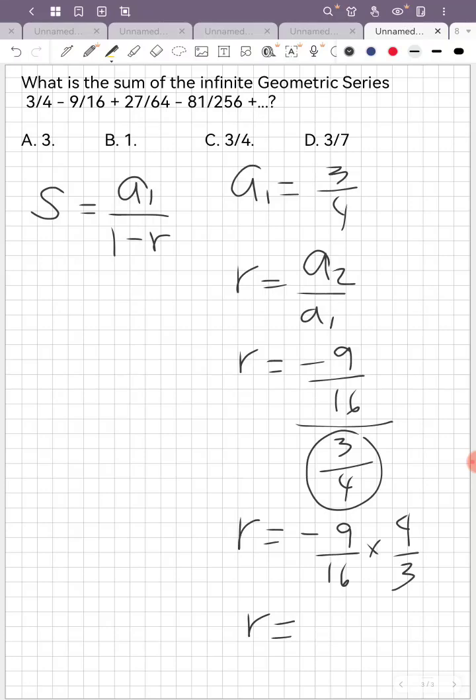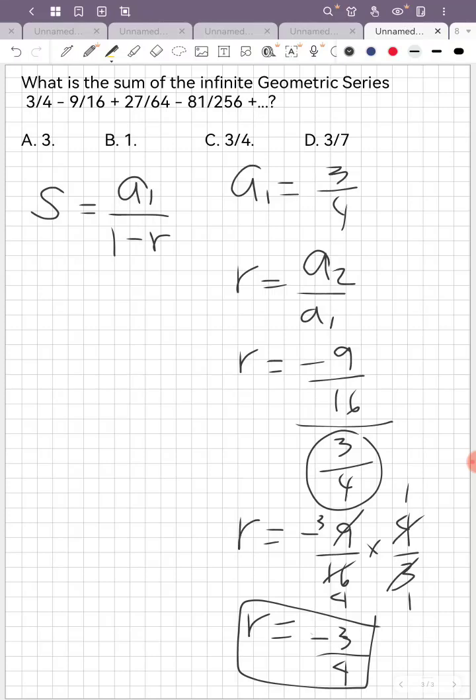So R is equal to, first we can do the cancellation property. Since this is just one term, we can use the cancellation property on 16 and 4. They are both divisible by 4. So 4 divided by 4 is 1. 16 divided by 4 is 4. And 9 and 3 are also divisible by 3. So 3 divided by 3 is 1. 9 divided by 3 is 3. So it becomes negative 3 times 1 is negative 3. And 4 times 1 is 4. So the R is equal to negative 3 over 4.